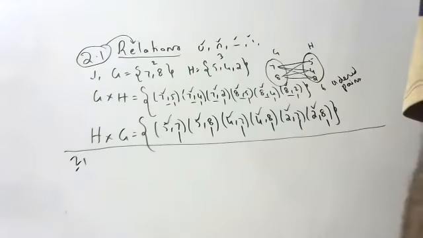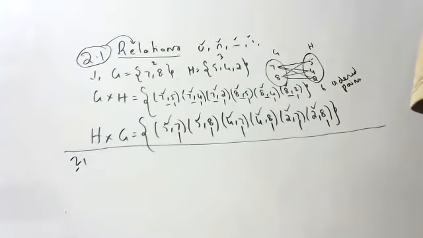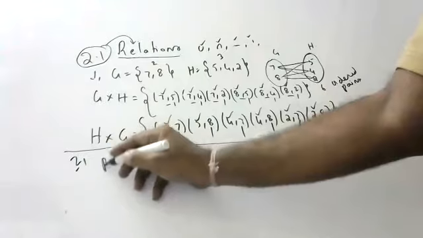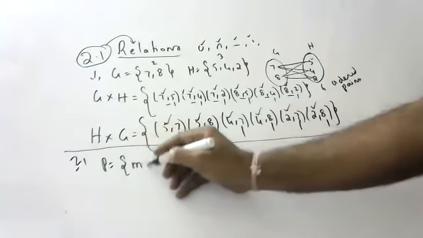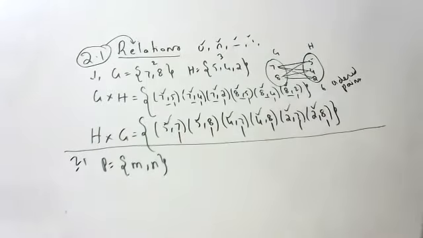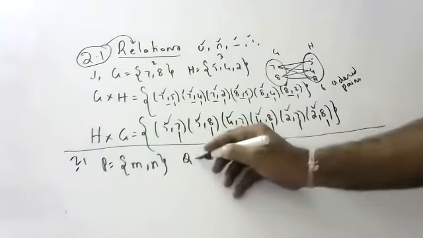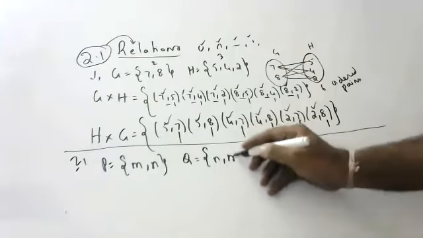Second question. State whether the given statements are true or false. If the statement is false, rewrite the given statement correctly. First question, children. What did they give? They gave P is equal to {m, n} and Q is equal to {n, m}.